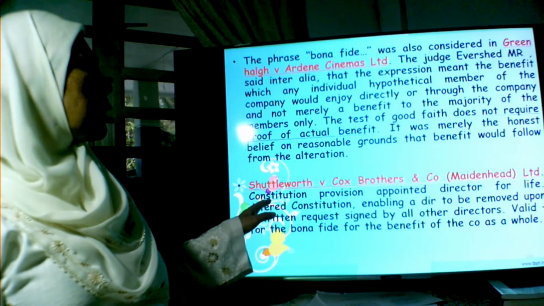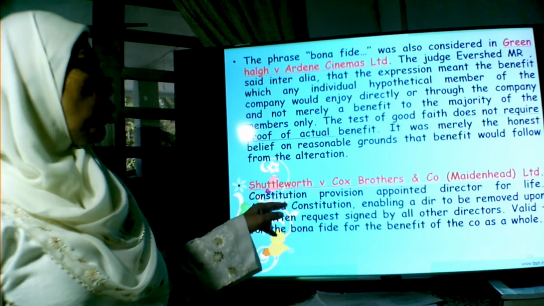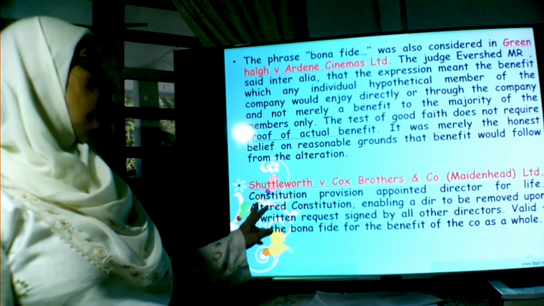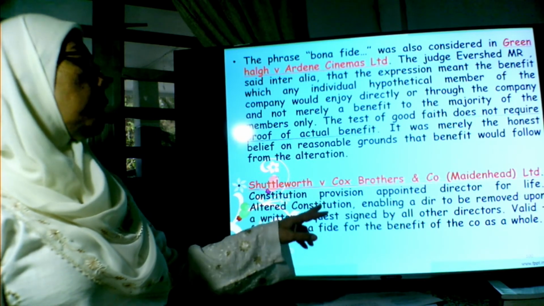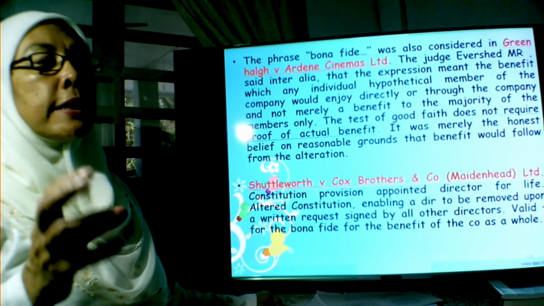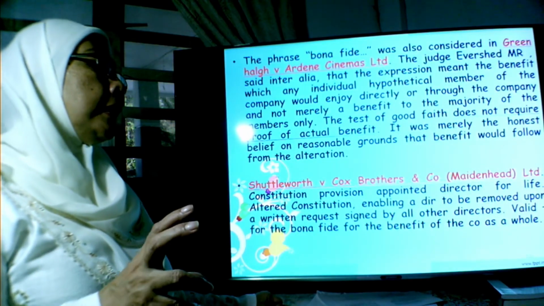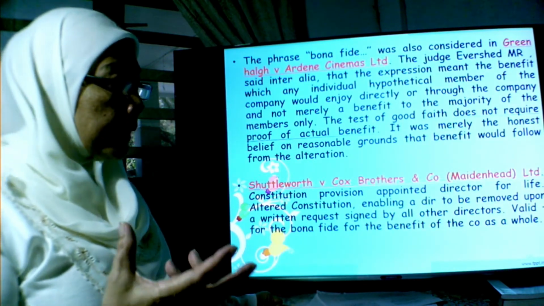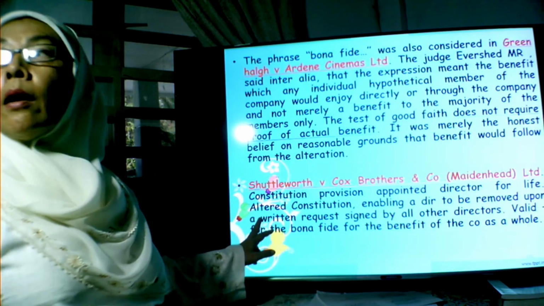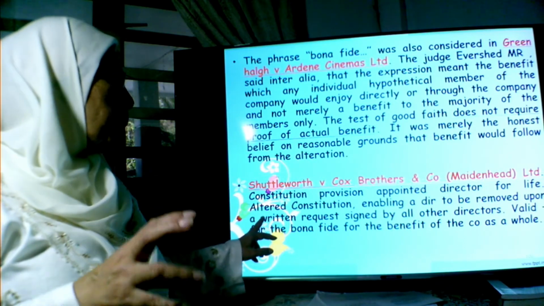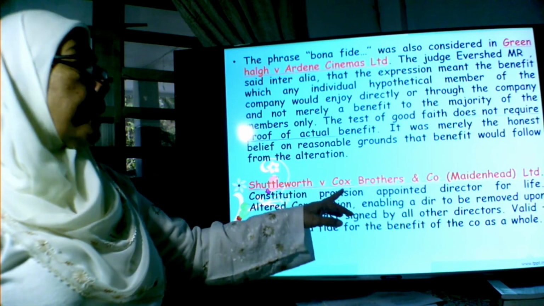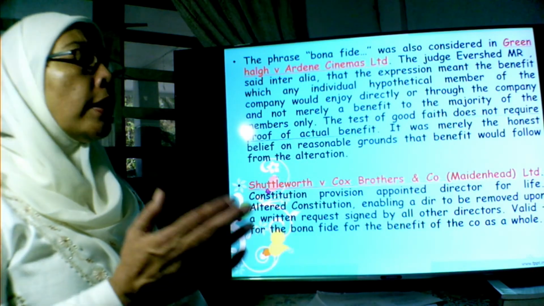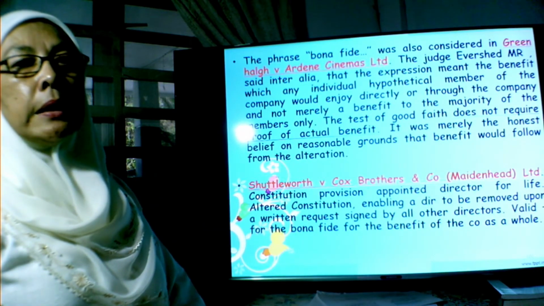So in the case of Shuttleworth versus Cox Brothers and Company, the Constitution provision appointed a director for life. So inside the Constitution, it appoint this director for life, sepanjang hayat, pelantikan director ini. And then they altered the Constitution, pindah perlembagaan, now enabling this director to be removed upon a written request signed by all other directors, and court held this valid.